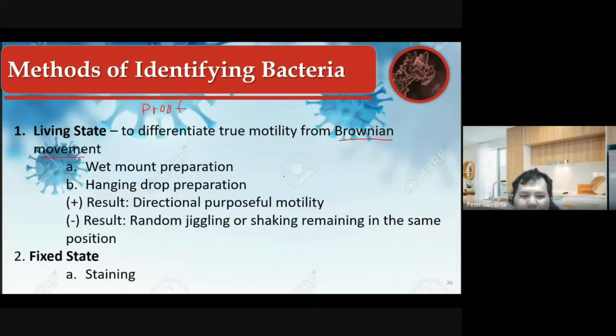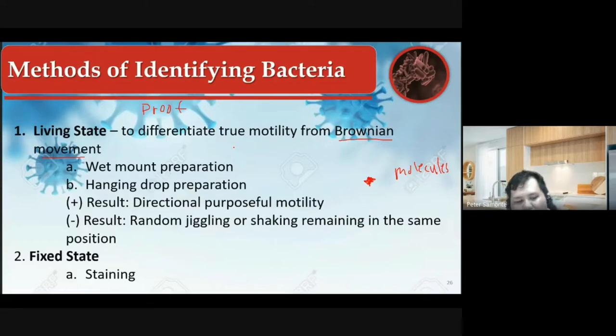Now your Brownian movement, class, is characterized by a random jiggling or shaking of the bacteria in the same position. So imagine this is the bacteria and it just moves. Nag-shake-shake-shake lang siya in the same position. Now, the reason for that, class, is because molecules would hit. Remember, you're viewing this at a very high magnification. So your molecules are hitting the bacteria, causing them to shake. Now, that is what you call your Brownian movement.